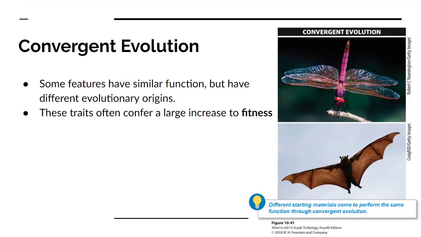One of the things we see with convergent evolution oftentimes is a trait that confers a large amount of fitness. The ability to fly opened up a lot of possibilities for these organisms. That's why we see flight occurring many times. We see the evolution of eyes, cells that can detect light. We see that occurring many times in evolutionary history as well.